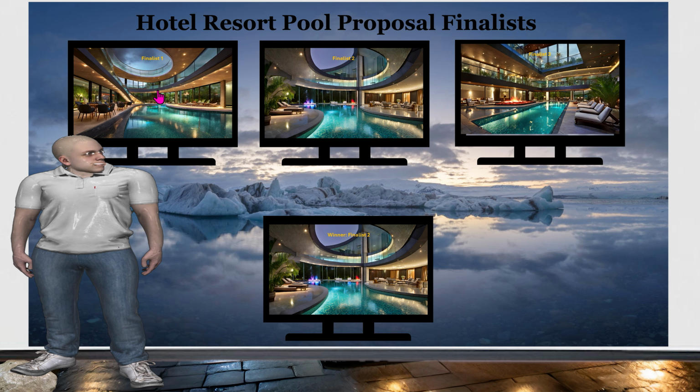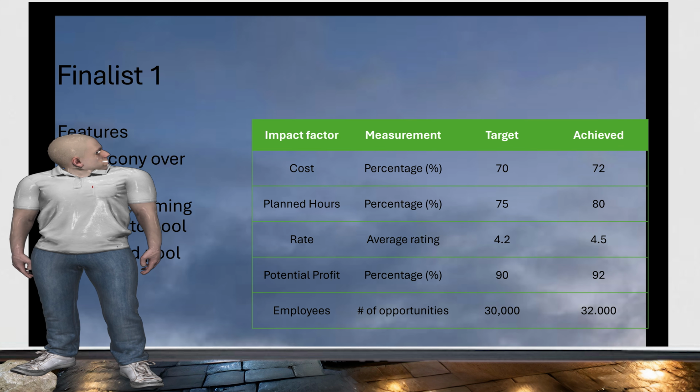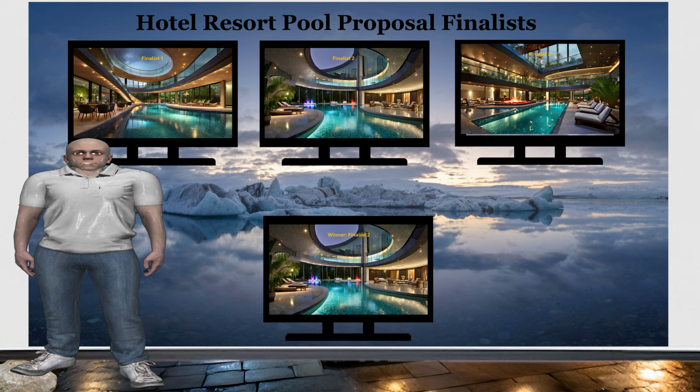If I click on finalist 1, it'll go to finalist 1 slide. If I click again, it'll go to the details of the finalist 1, like the balcony over the pool, the stairs coming down to the pool and curved pool. If I click again, it will go back to the summary slide.